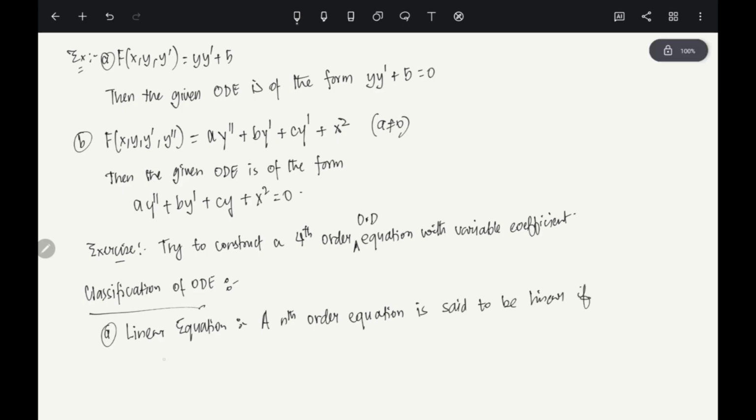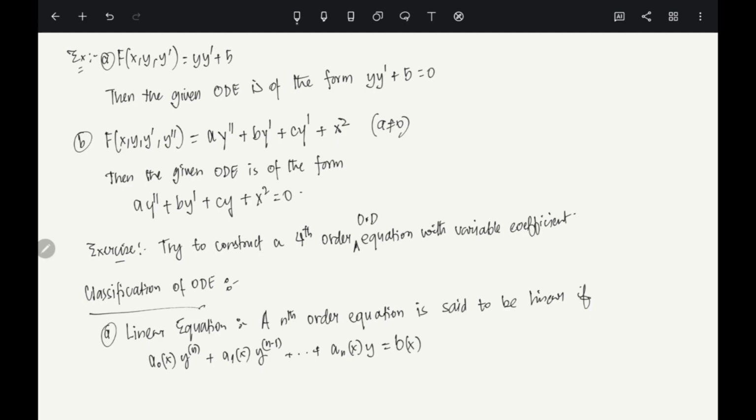If it looks like the following: a naught of x, y, the nth derivative of x, plus a1 of x, y, n minus 1, and it goes on like this, right? And let's say a naught of x, plus a n of x. Okay, so it will look like this, y equals to 0. Okay, so if equals to b of x, let's say.